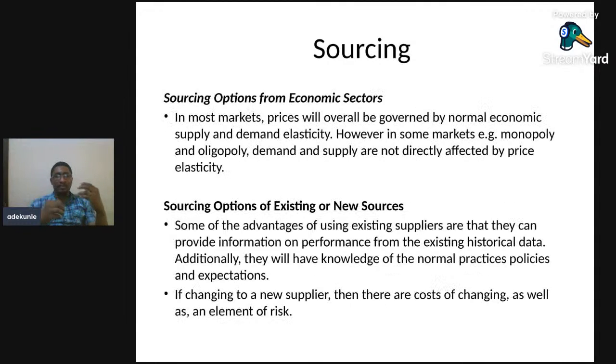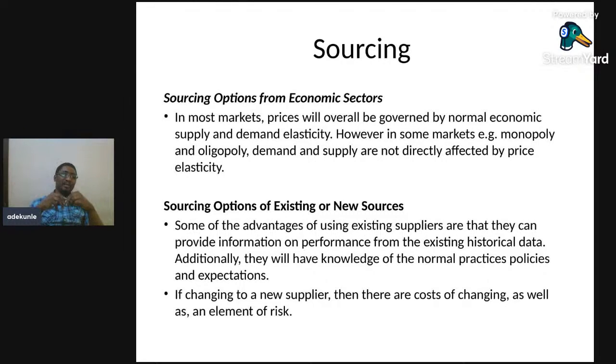Now, let's give an example of options available while you're sourcing. We have sourcing options from the economic sector. In most markets, price will overall be governed by the normal economic forces of demand and supply elasticity. But sometimes, in markets like monopoly and oligopoly, demand and supply are not directly affected by price elasticity whatsoever. But we can have sourcing in a particular market based on the economic sector.